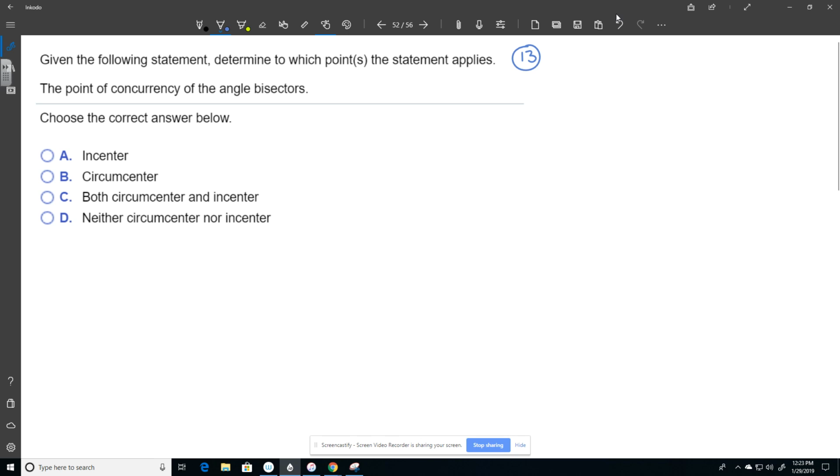Okay, 13. Determine which one of these is true. The point of concurrency of the angle bisectors. So if I have a triangle and I want the point where the angle bisectors cross, so if I cut all the angles in half, it wants to know what is that point.